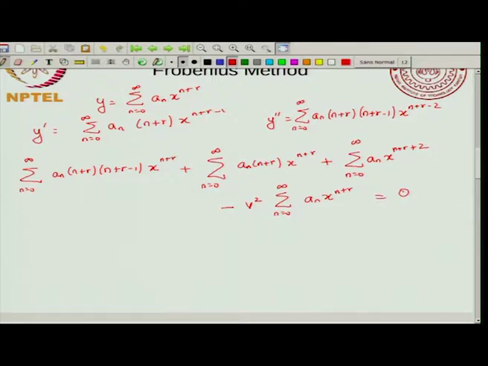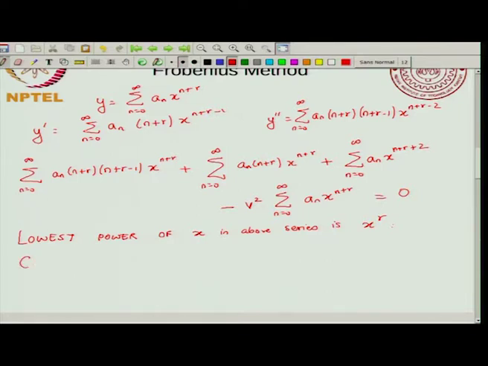So the smallest power of x: if n equal to 0 then you have x raised to r; here you start from x raised to r plus 2, and if n equal to 0 here you have x raised to r. So the lowest power of x in the above series is x raised to r.